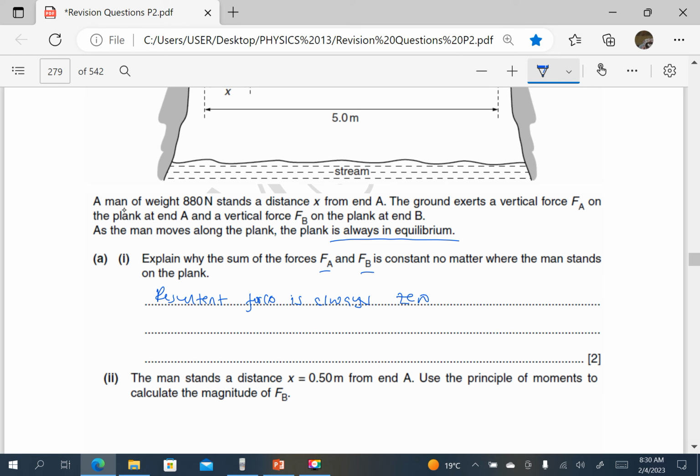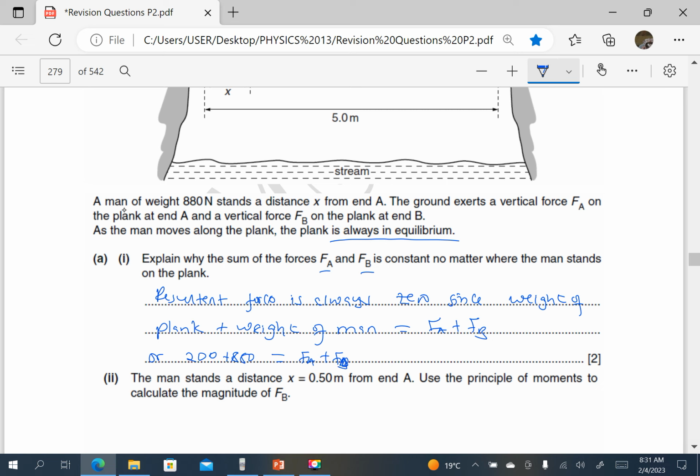The resultant force will always be zero, since the weight of the plank plus the weight of the man is always going to be equal to Fa plus Fb. So the resultant force is always going to be zero. Or you could simply say 200 plus 880 is always going to be equal to Fa plus Fb.